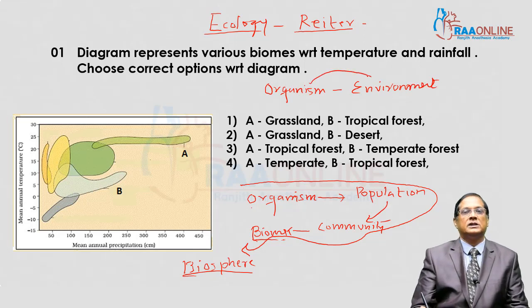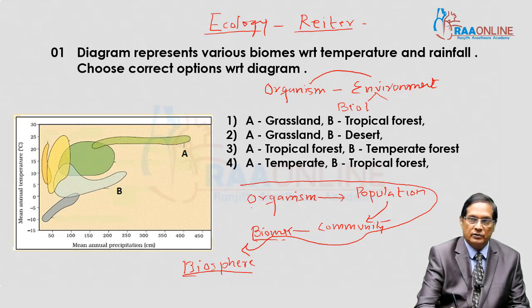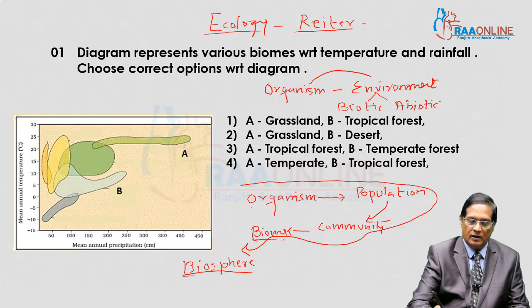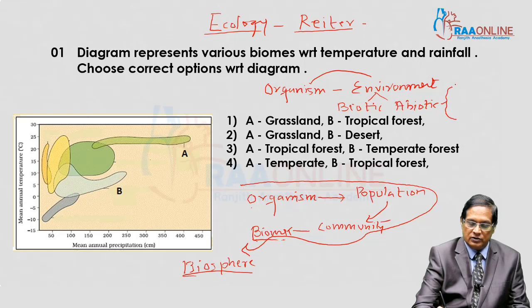Because an organism is present in a specific environmental condition, and that environment is formed by living factors, that is biotic factors, and non-living factors, which are called abiotic factors. Abiotic factors are kept under three categories. Number one, climatic factor. Number two, soil. And number three, topography or physiography.